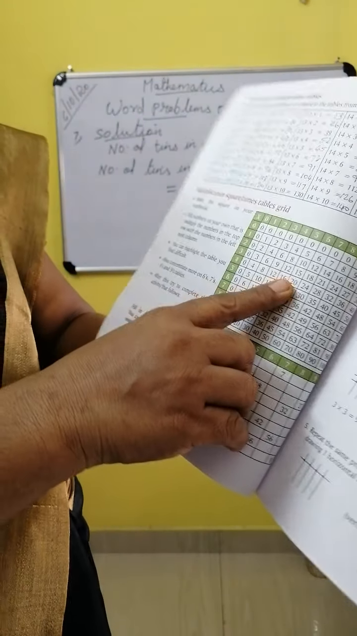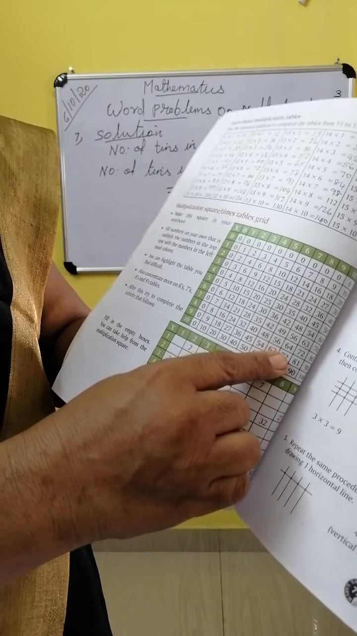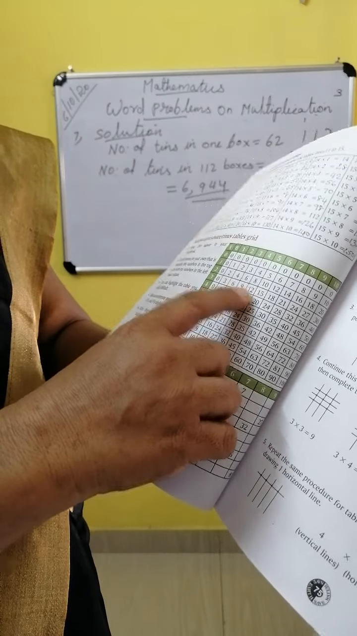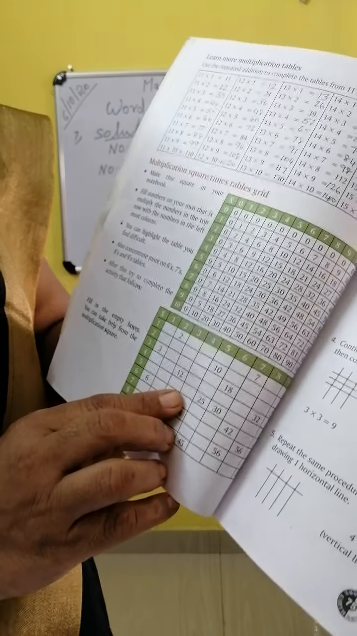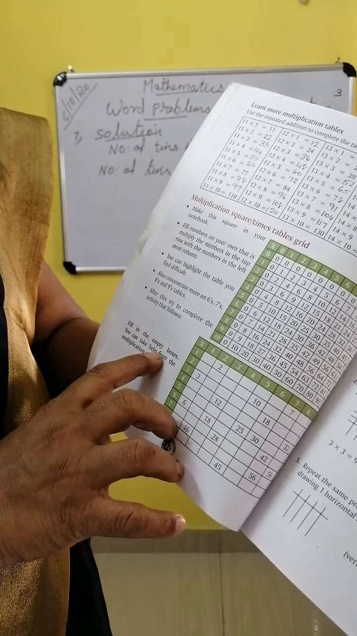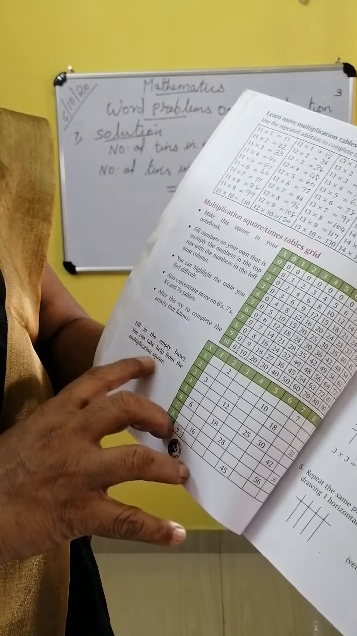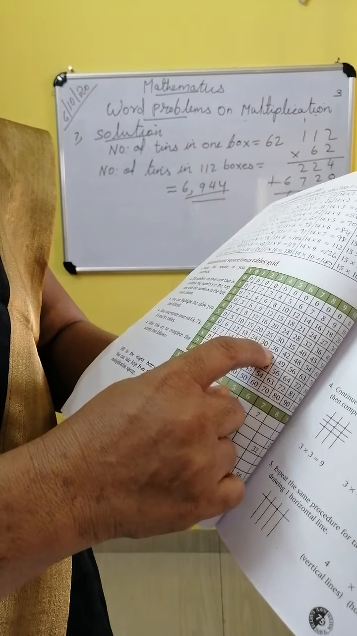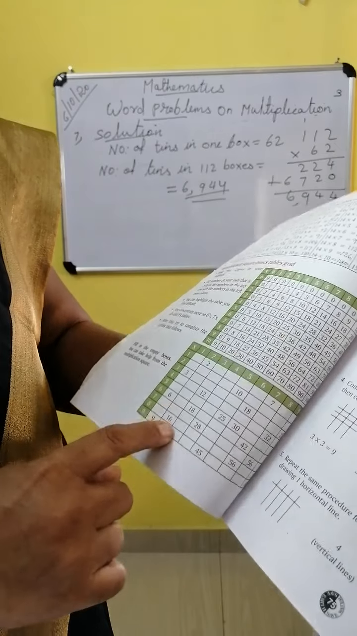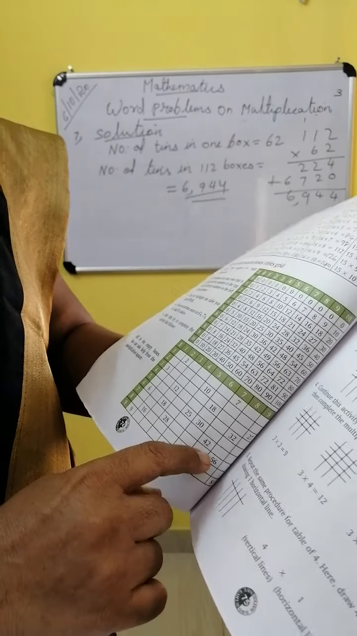Then here it is, a multiplication square is given in the textbook. Try to read it by seeing these numbers. Then here you have to fill in the empty boxes. You can take help from the multiplication square. Read the square table, then fill all these boxes.